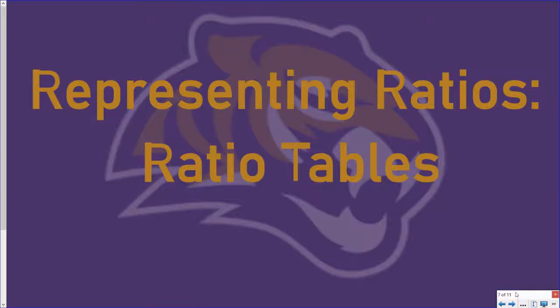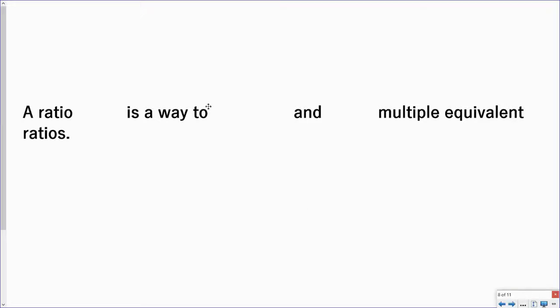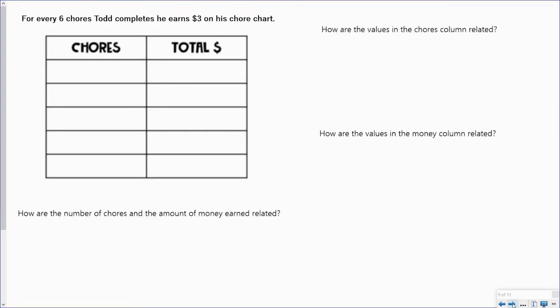In this video, we are going to look at representing ratios in ratio tables. A ratio table is a way to organize and show multiple equivalent ratios. In this problem, it says for 6 chores Todd completes, he earns $3 on his chore chart. So again, for every 6 chores that he completes, he earns $3. So now I'm going to fill in the rest of this table with equivalent ratios.